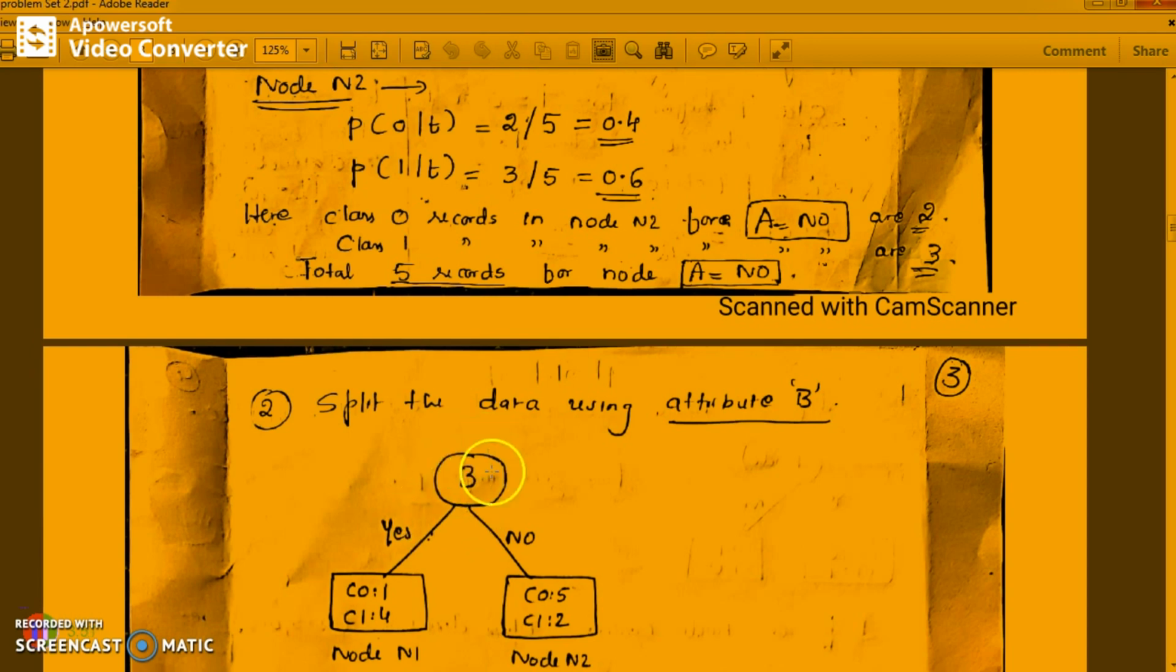Okay, now choose the next attribute B and do the splitting. So how do you do that? Again, B value can be yes or no. So when B value is equal to yes, how many records belong to class 0 and how many belong to class 1, you compute. Similarly, when B value is equal to no, how many belong to class 0 and how many belong to class 1, you just have to see.